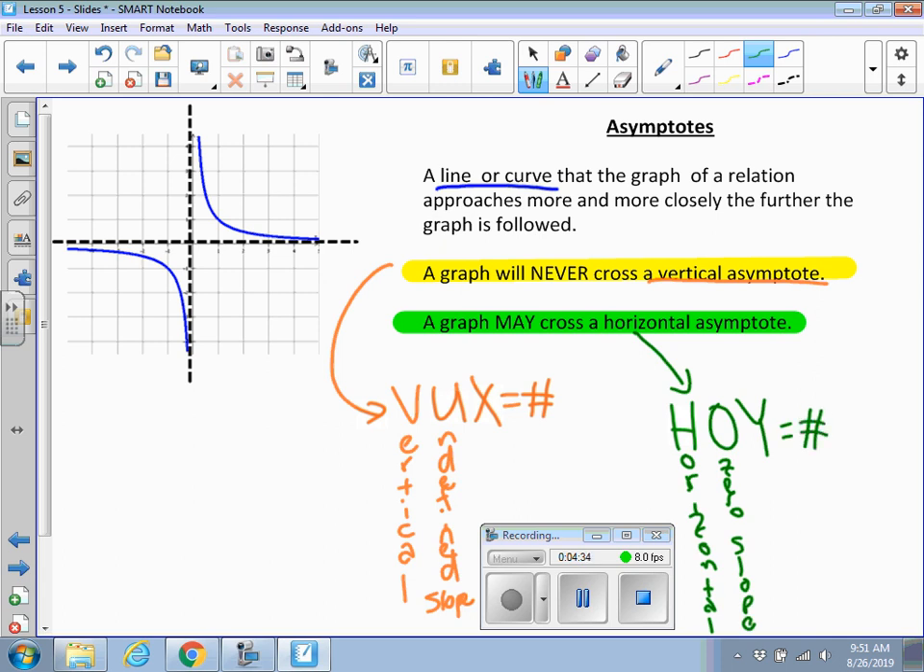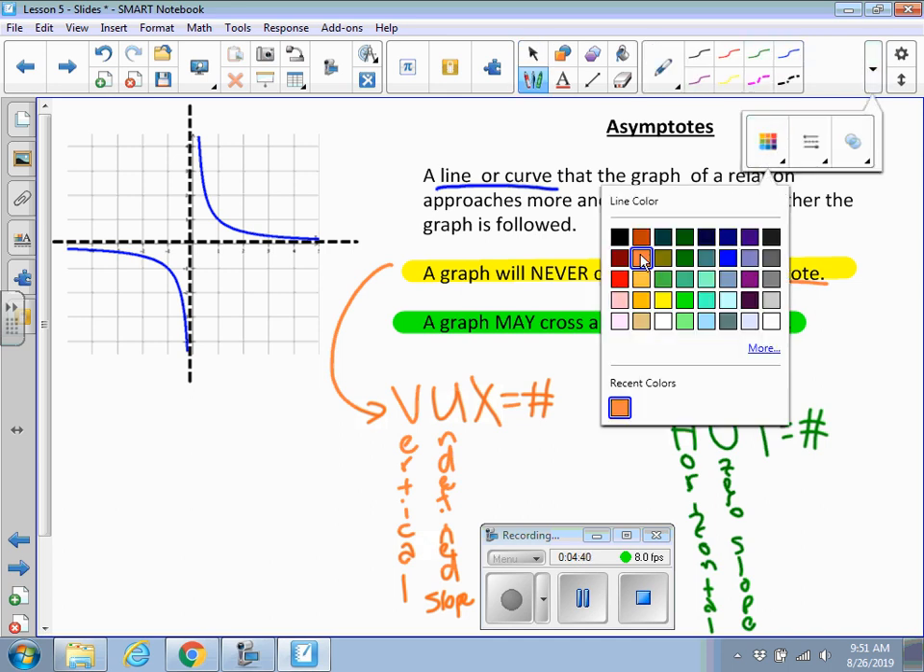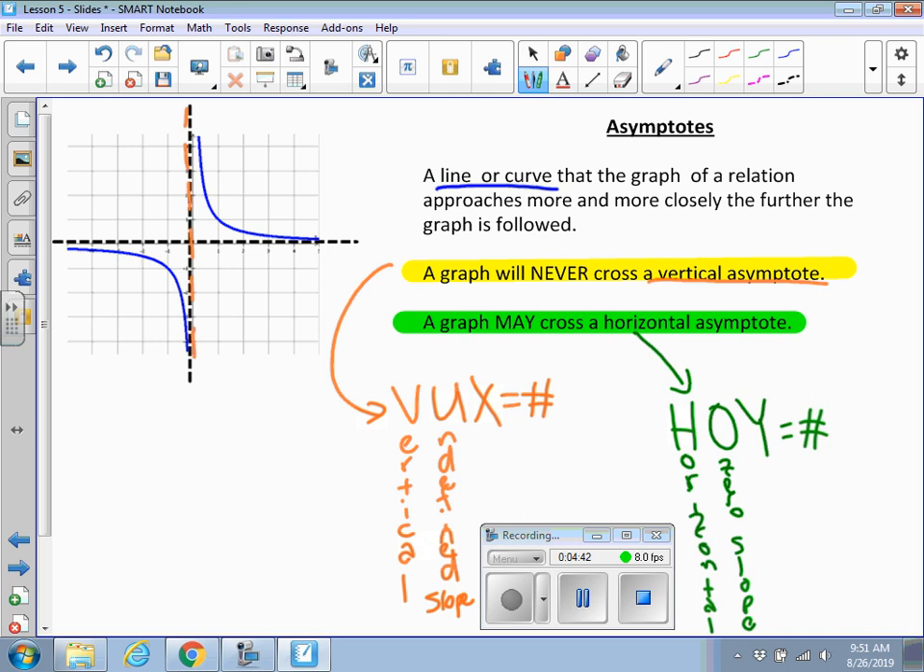So if we take a look at our example here, you'll notice we have both types of asymptotes. Let's do the vertical one first. There's my vertical asymptote. I just dotted it in orange there. Remember, vertical VUX, it's going to be in the form of x equals. And what does x equal along this whole line? It equals 0. So that's the equation of the line.